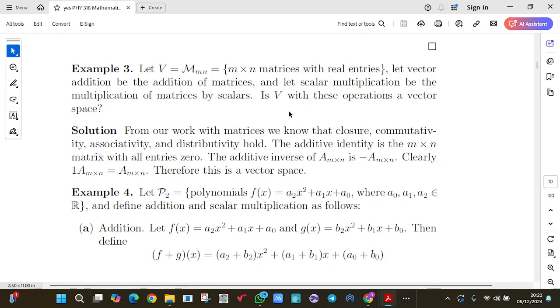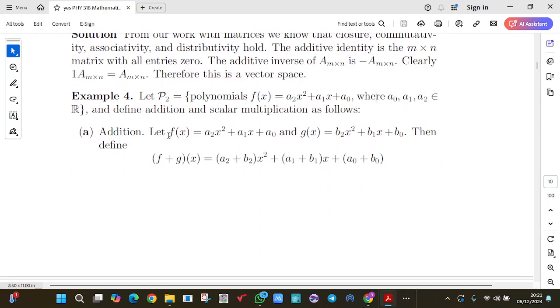Example 4. Yes, example four. I was in example four. Now I said that this is polynomial P2, and this is the polynomial given in this form, where a sub 0, 1, 2 are all members of the real numbers. Define addition and scalar multiplication as follows. Now this is f of x. So if this is it, they belong to the real numbers. So I can define my f of x to be this, and then g of x to be this.